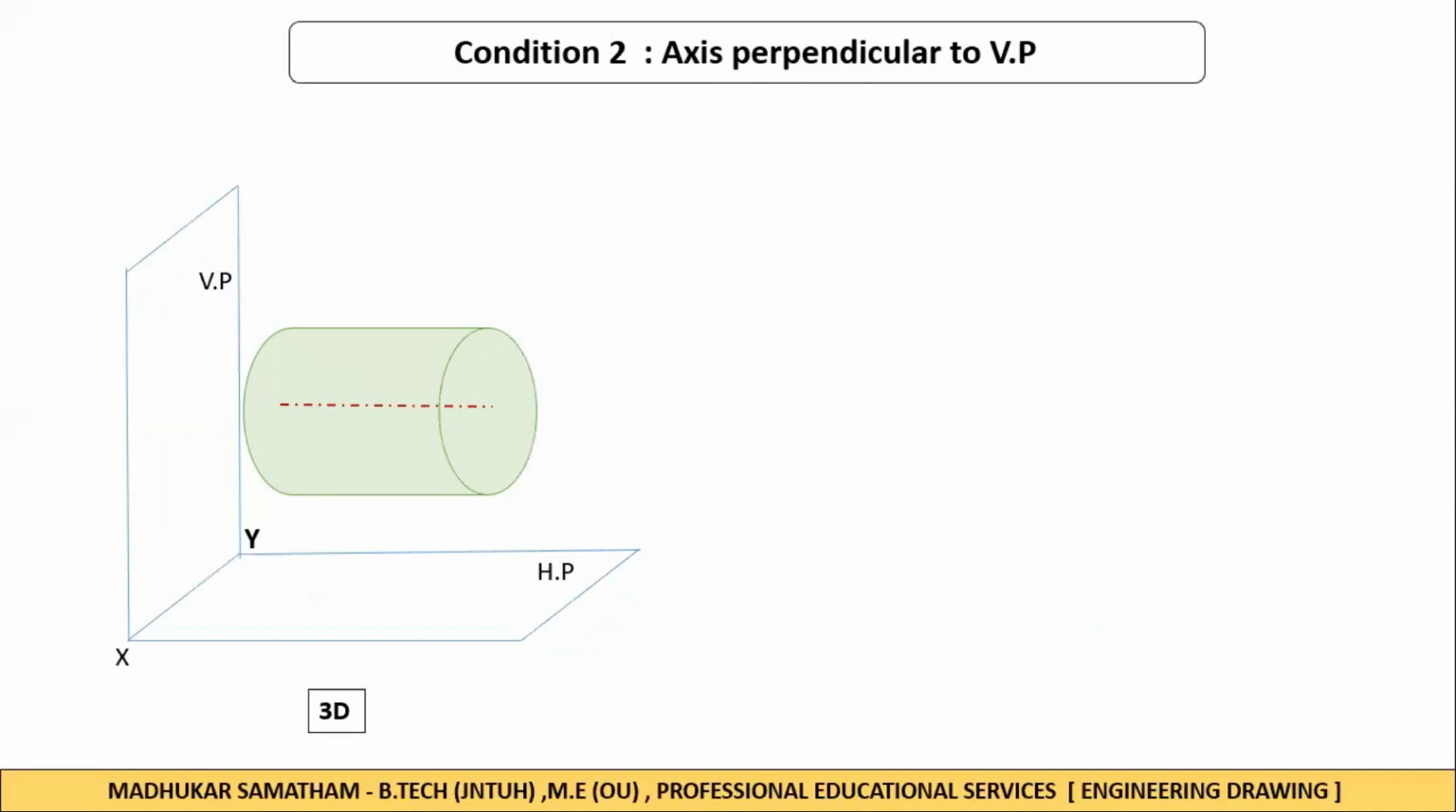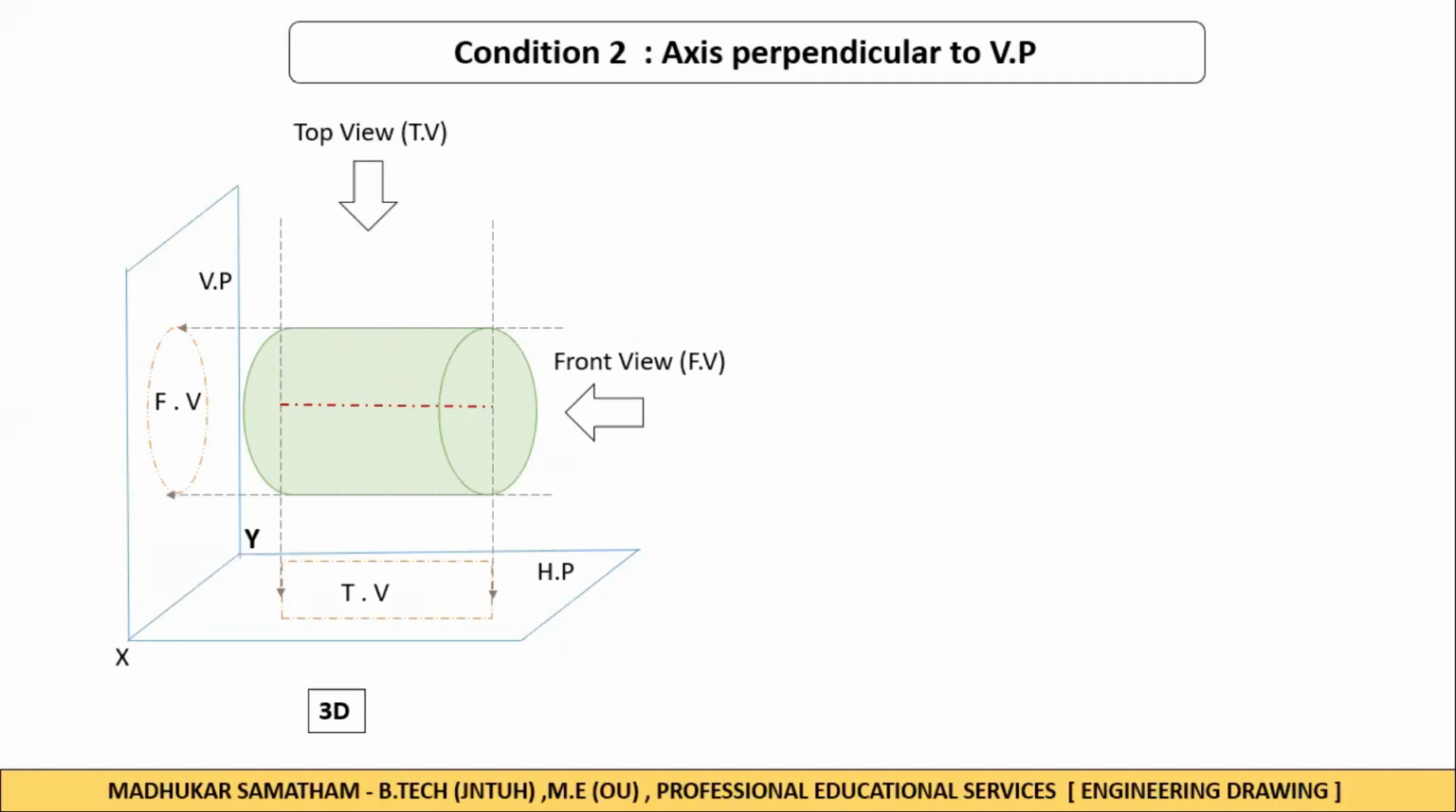Next, condition 2, axis perpendicular to VP and parallel to HP. In this condition, we can see that the solid is placed in such a way that the axis is perpendicular to the vertical plane and parallel to the horizontal plane. In the same way, we will see how the front view and top view of this solid will be seen in the 3D system. The front view will be a circle, which is the base shape of the solid, and the top view will be a rectangle.